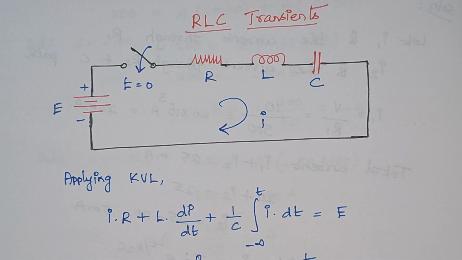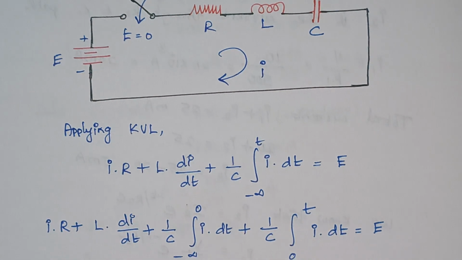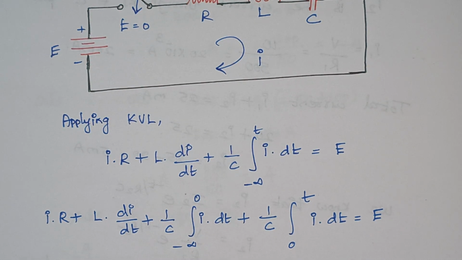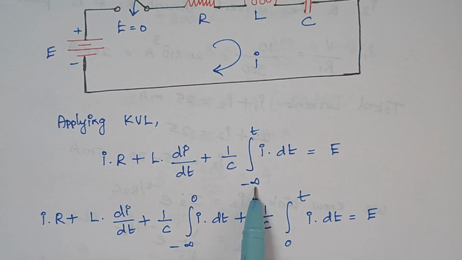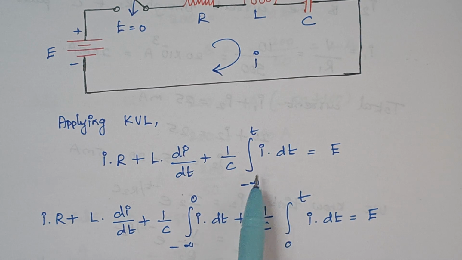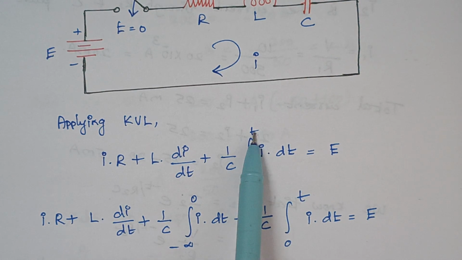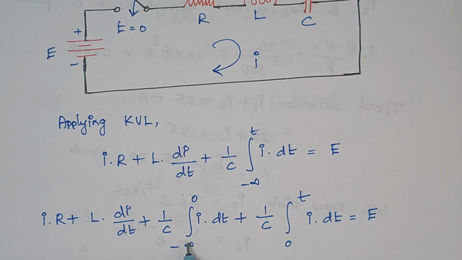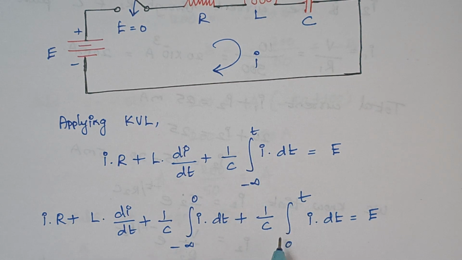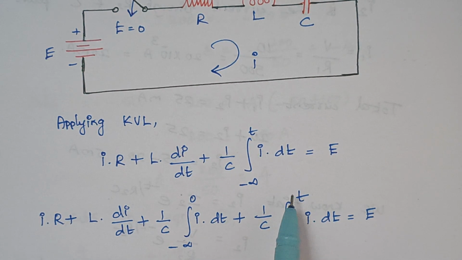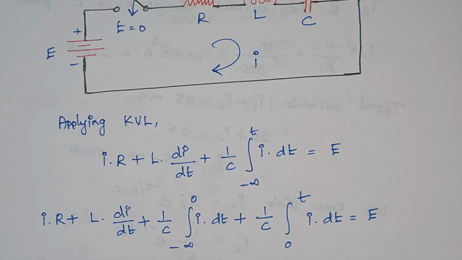So, the next step is we are splitting this integral into two: minus infinity to t is split into minus infinity to 0 and 0 to t. This is our second step.